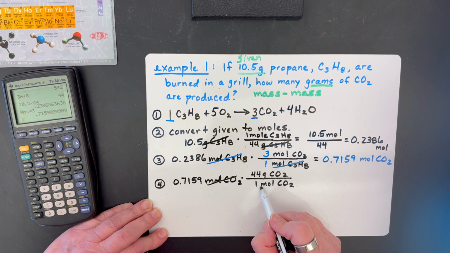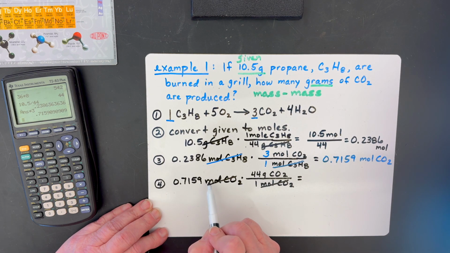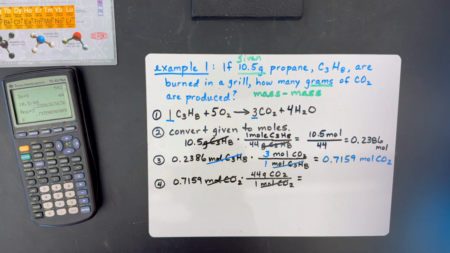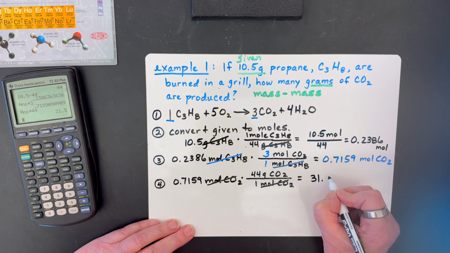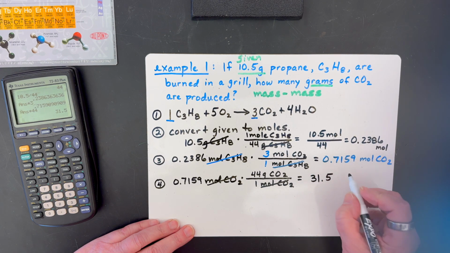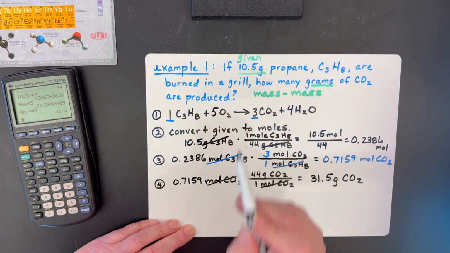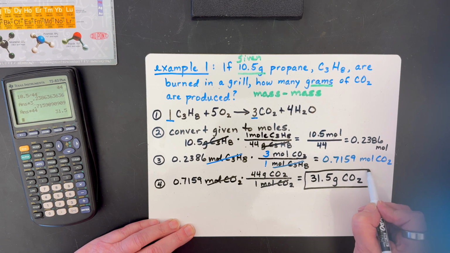This unit will cancel, and you're going to take your moles of CO2 times 44 grams divided by 1, and we get 31.5 grams of CO2. 3 sig figs. We were given 3 sig figs, so this is our answer.